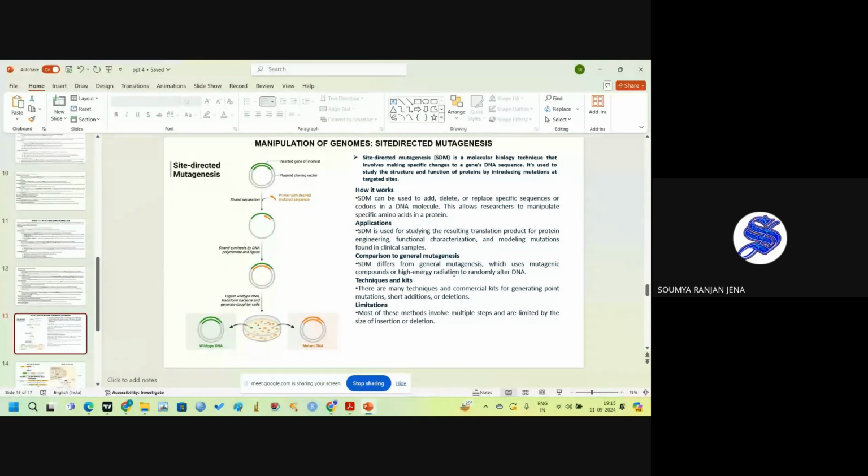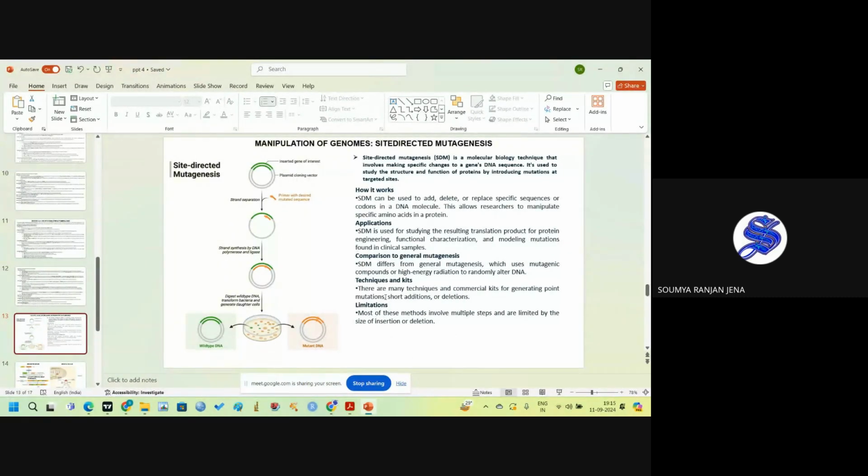In comparison to general mutagenesis, SDM differs from general mutagenesis, which uses mutagenic compounds or high energy radiation to randomly alter the DNA levels. Then there are many techniques and commercial kits for generating point mutations in particular genes, or short additions or deletions.